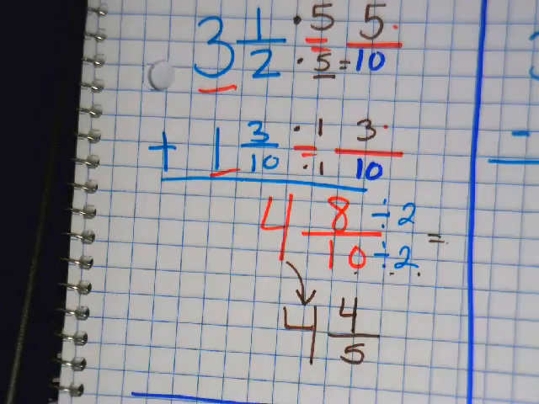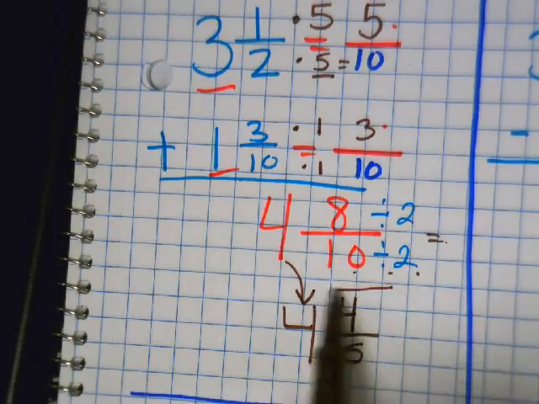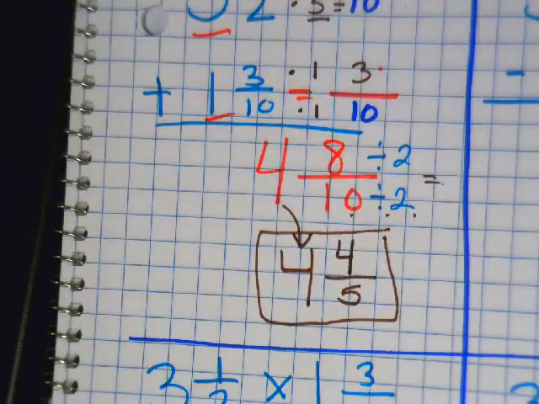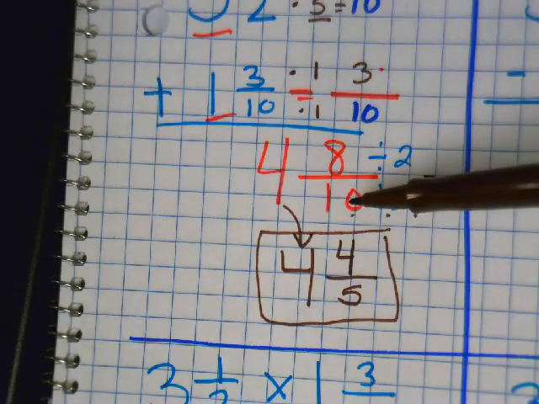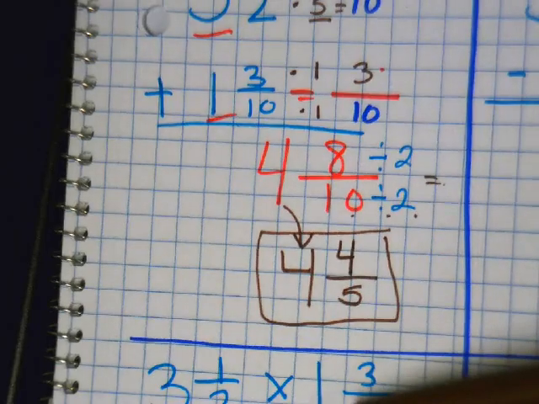You need it. So if I were to give you this question on the test, the final answer that you should be typing in is 4 4/5. That would be the correct answer on the test. If you type in the 8 and the 10, it would not be correct. You would not get the right answer. All right, we're good?